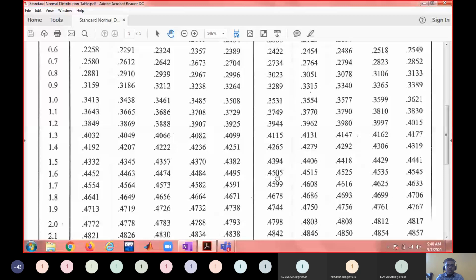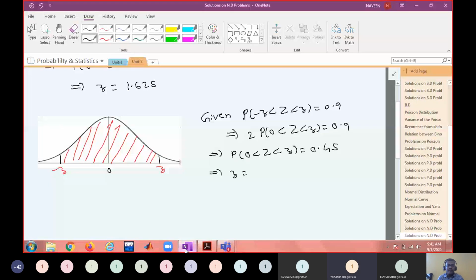4495 is there, 4505 is there, 4500 is not there. And also notice that it is exactly in the middle of these two values. And the value corresponding to this is 1.64. Am I right? Yes, sir. This is 1.64 and this is 1.65. So the average of these two is 1.645. Okay, so we need to take the average of the z values when the probability lies in the middle of the two values.